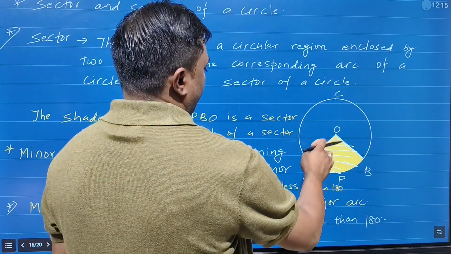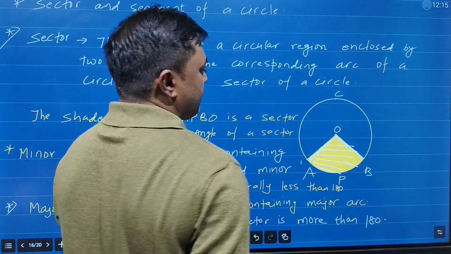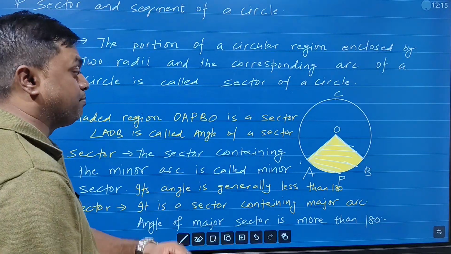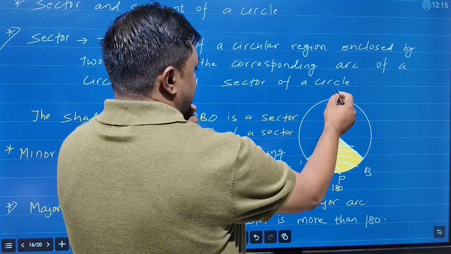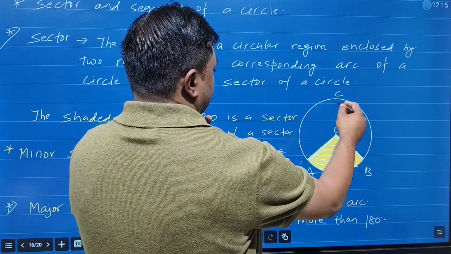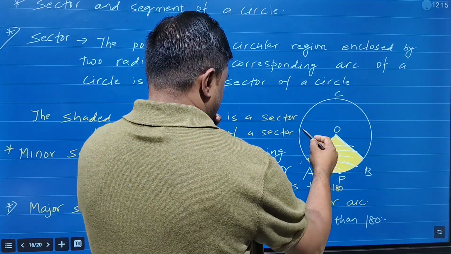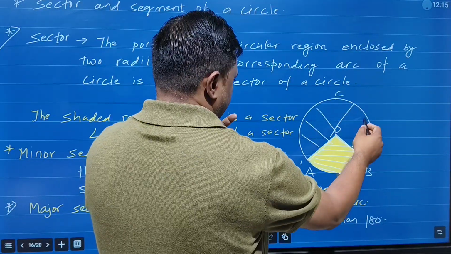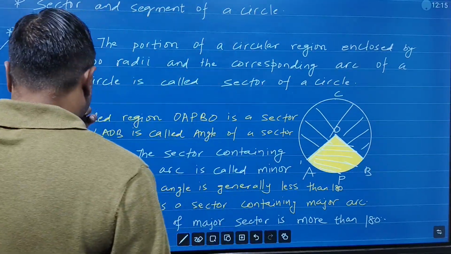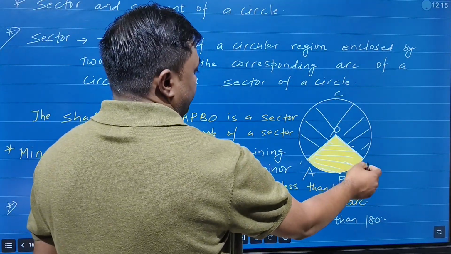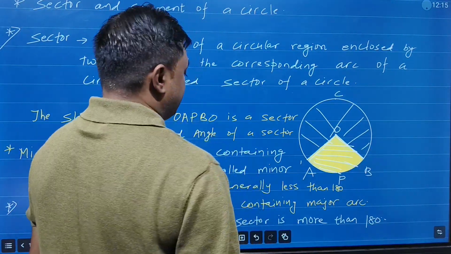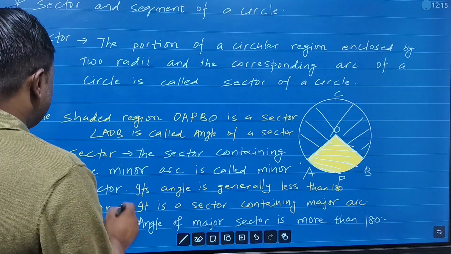So we can say OAPB is a sector. This is also called a minor sector. And OACB, this region is called a major sector. So the shaded region you can see is a sector. This angle AOB is called the angle of a sector. Yes or no?